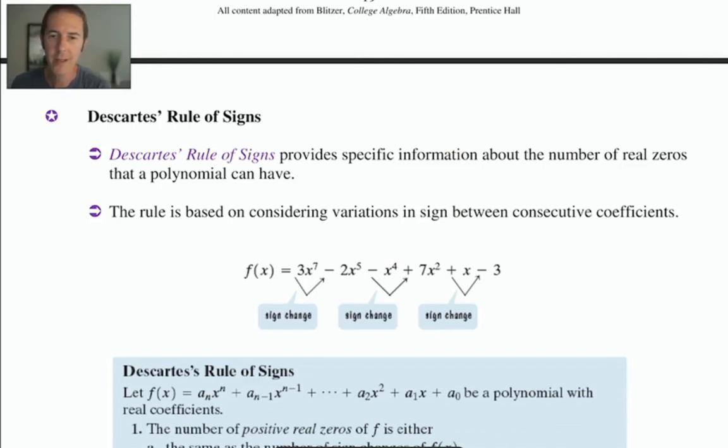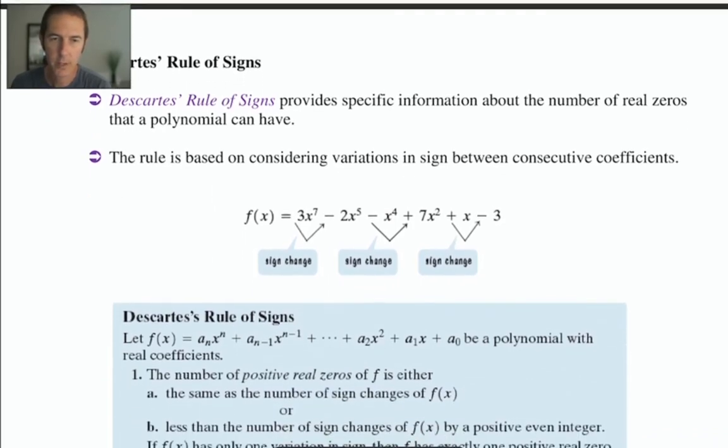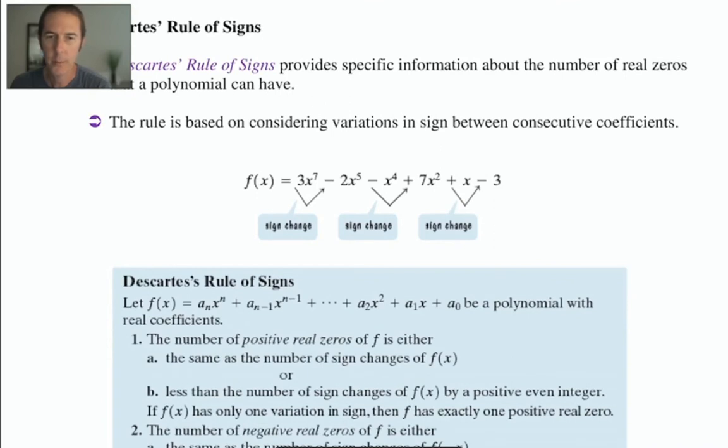What Descartes' rule of signs helps us do is determine the number of real zeros that a polynomial can have. How do we make that determination? How does this Descartes rule of signs thing work? What you do is you look at the original polynomial. So let's say that this is our given polynomial. It's in descending order of exponents. So you see the largest exponent comes first, and then smaller, smaller, smaller, all the way down to the constant value.